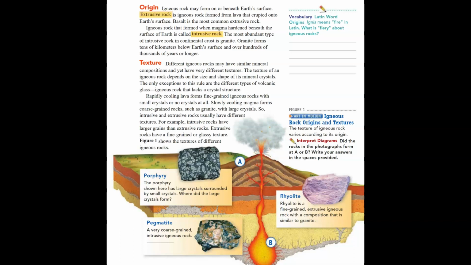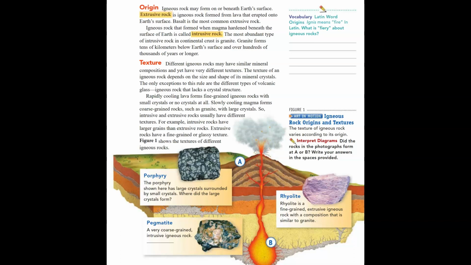We have porphyry. The porphyry shown here has large crystals surrounded by small crystals. Where did this crystal form? This rock probably formed inside. It says intrusive rocks have large grains. That looks like it has a large grain in it. So inside, letter B. We have pegmatite, a very coarse-grained, intrusive igneous rock. Well, they told us already it's intrusive, so it formed in B.